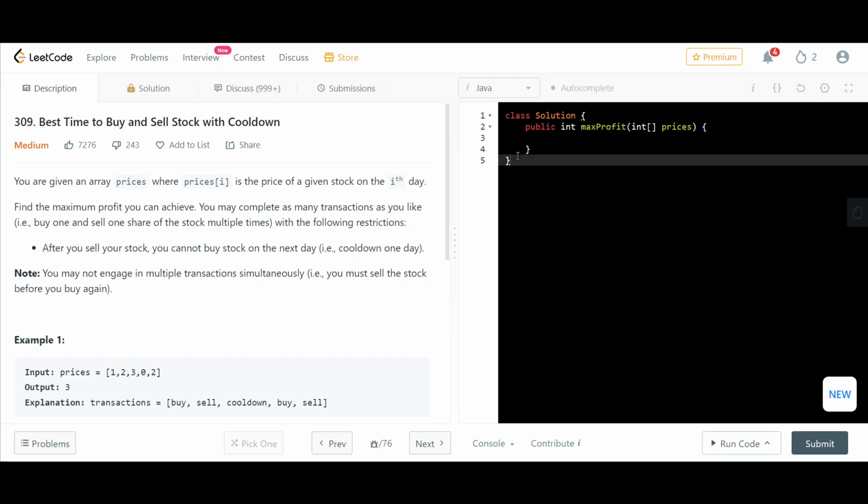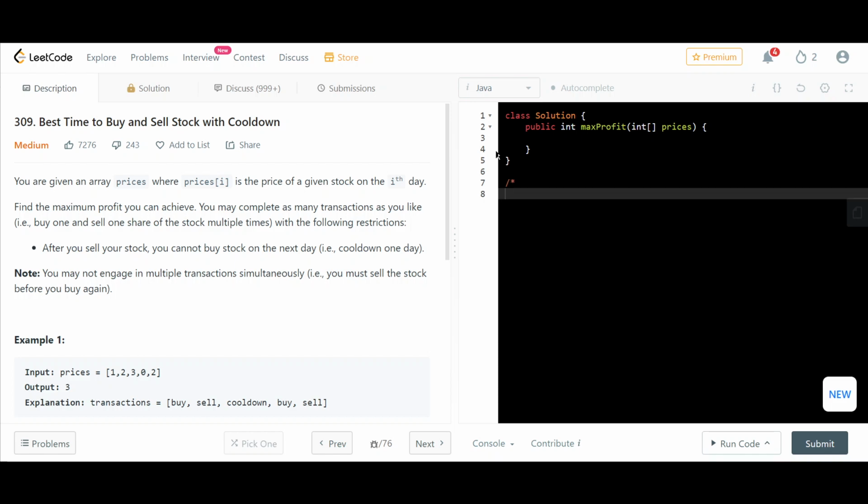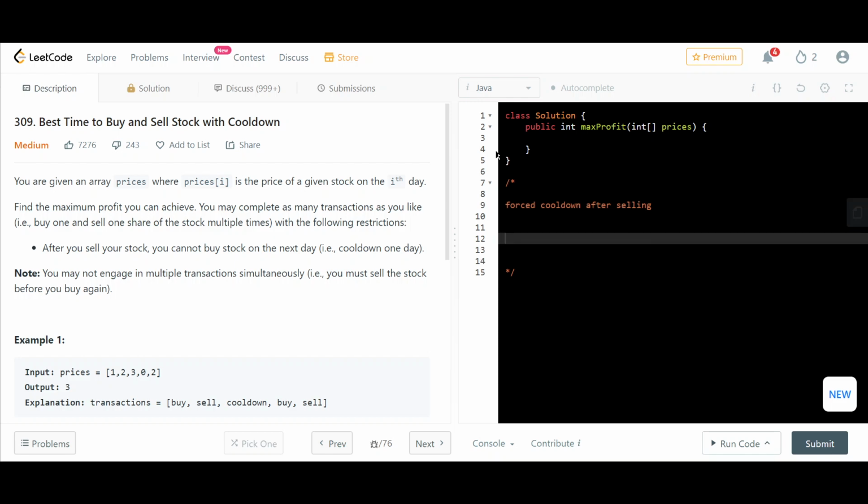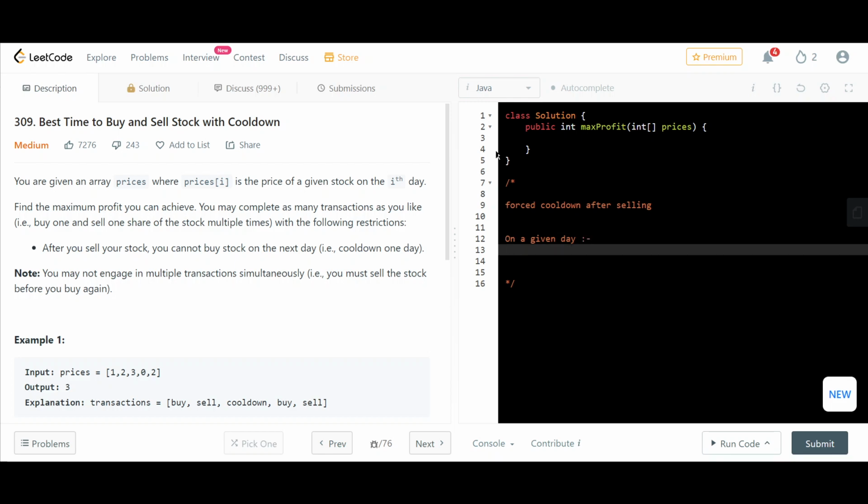So the only constraint that we have is you can buy and sell any number of times, but once you sell, you cannot buy on the next day. So there is a forced rest day, a forced cooldown after selling. So on a given day, what can I do? What are my options?